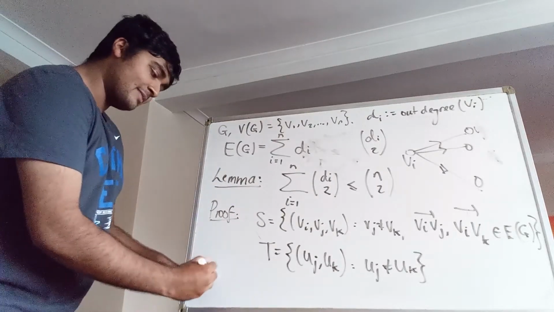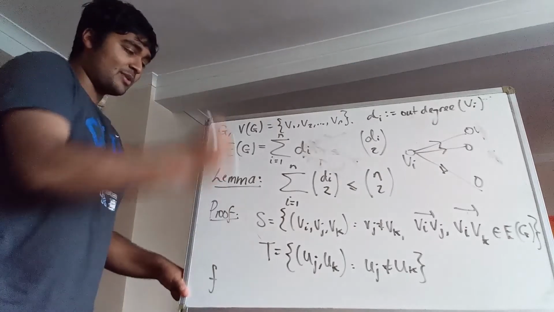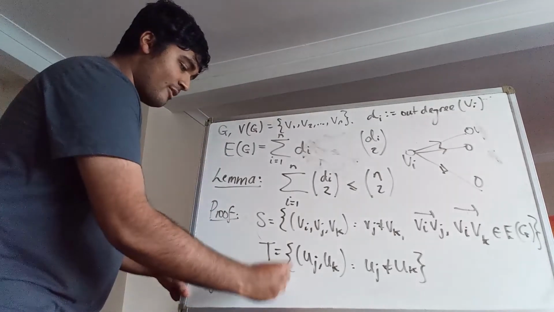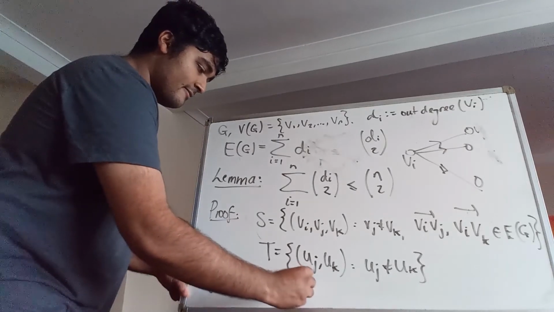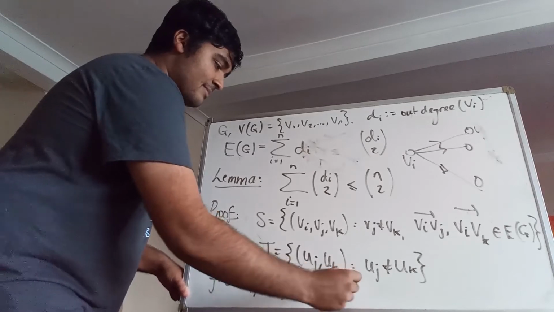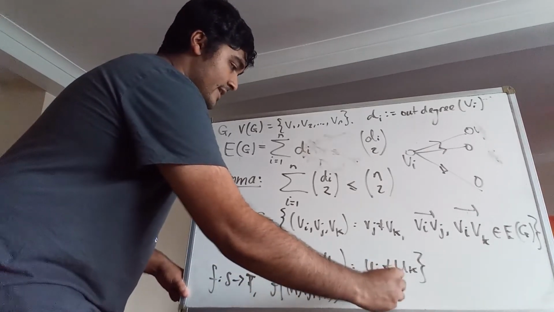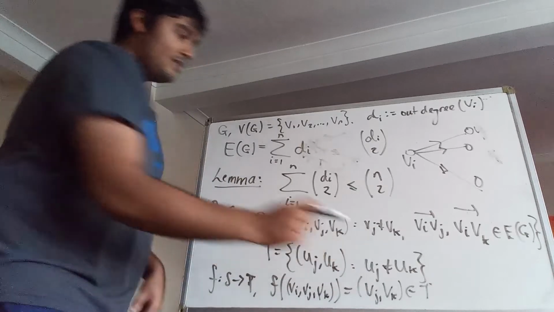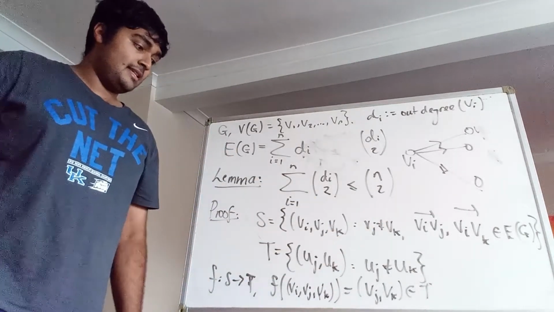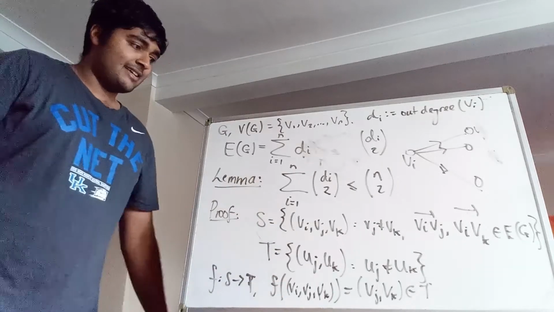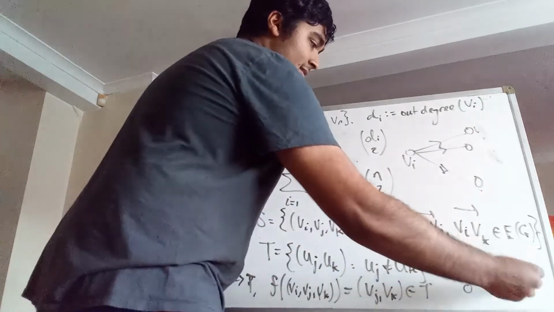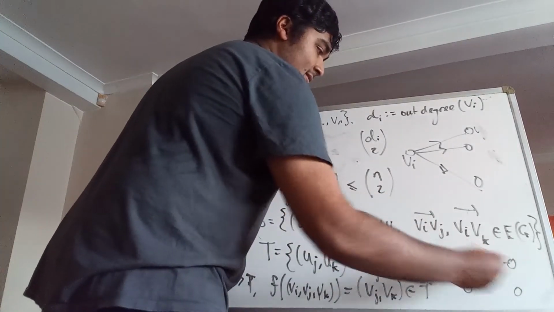And the way we're going to do that is simply by setting, our injective map we're going to call f from S to T. And it's going to have the property that f of Vi, Vj, Vk, this guy here, is just going to map to Vj, Vk. And of course this guy is in T, because Vj, Vk are distinct. So this guy here is going to be in T. And now we just need to check that this guy here is injective, and that follows from the fact that we have this property here, that this guy here is forbidden.